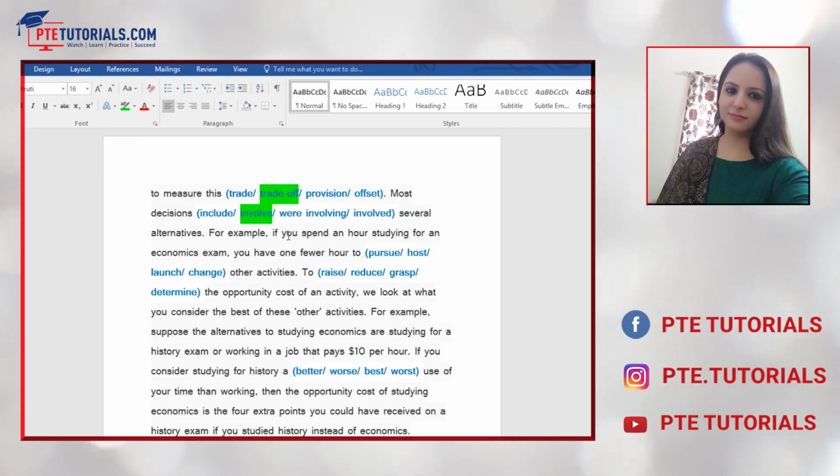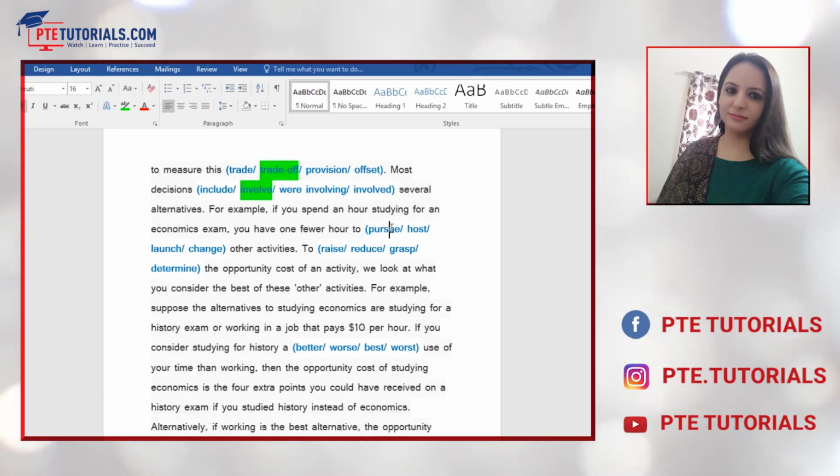I cannot write here, I'm going to launch the activities, I'm going to change the activities. Okay, fine, change can also be there, but it is not making sense if I put change there. Then next, host. I cannot write host here, we are not hosting any program here.